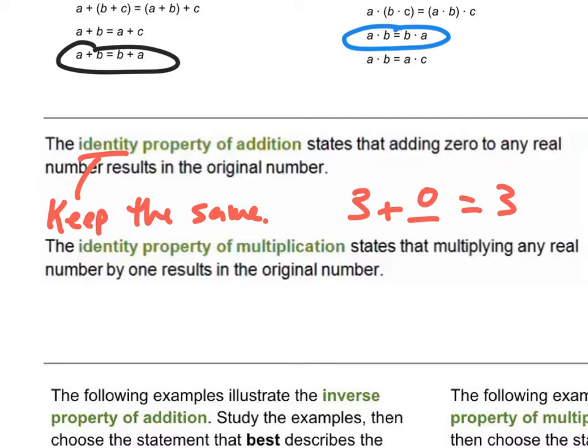Okay, that's what the identity property is. If I take any number and add 0 to it, I still get that same number. Same thing with multiplication. 3 times what number is going to give me 3? 1. That's it. Keep the same.